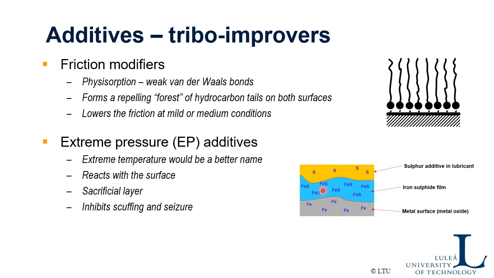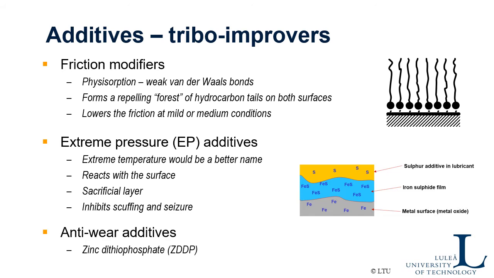But that also means that you have a corrosive process. You take iron from the surface, form a sulfide, and wear it off, and then it's a kind of tribo-corrosive process. But it's better to have that than having a scuffing or seizure. So you have to choose between two bad things in this case.